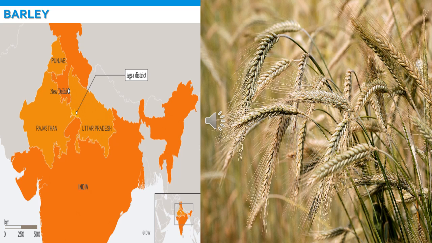Rajasthan and Uttar Pradesh are the two leading producers of barley. Okay, so we have discussed rice, wheat, jowar, bajra, and barley. Among these food crops, which ones are native plants of Africa? Jowar and bajra. Which is the leading state of jowar cultivation? Maharashtra, Karnataka, Madhya Pradesh. Then bajra, the leading state is Rajasthan. Then barley, again Rajasthan and Uttar Pradesh.